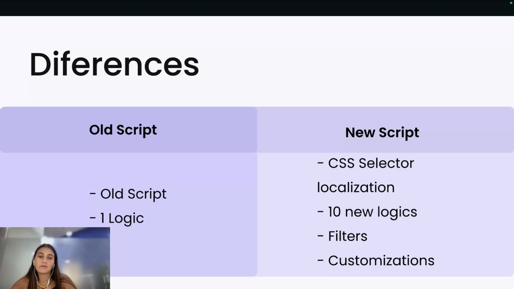What happens now with the new script? You decide where to locate them through a CSS selector. So now the new recommendations work with the new script that we have, that is a single sentence of the search. And then we also have 10 new logics that you can choose from. We will look into this after. We can use filters for the carousels, and there are also options for customization.